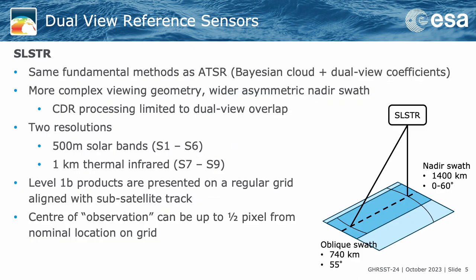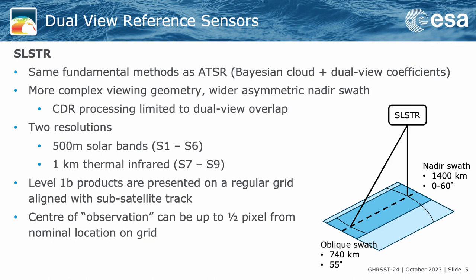For the SLSTR sensors, we use the same Bayesian cloud detection and coefficient-based retrieval as the ATSRs. However, we do need to allow for the more complex viewing geometry and wider asymmetric swath as illustrated on the right here. The SLSTR instrument has a 500 meter resolution for the reflectance bands and 1 kilometer in the thermal infrared. These are observed in a conical scanning pattern with a nadir scan between 0 and 60 degrees and a backward oblique view at 55 degrees.